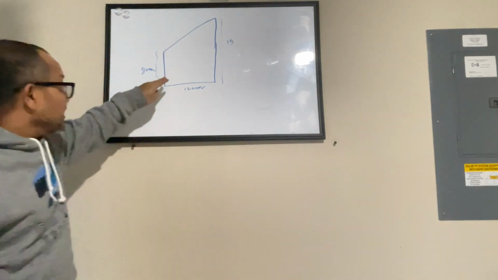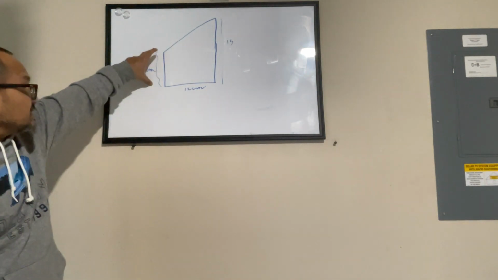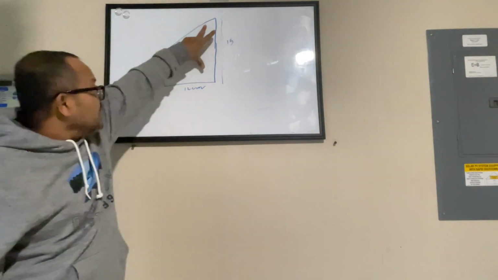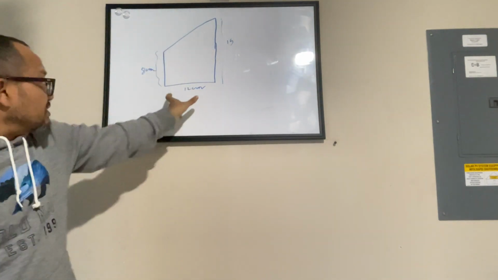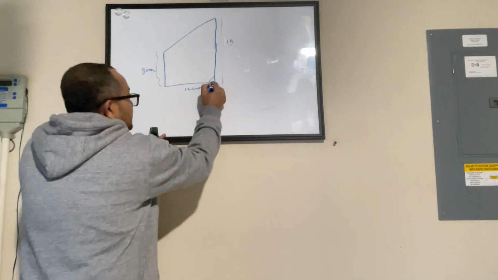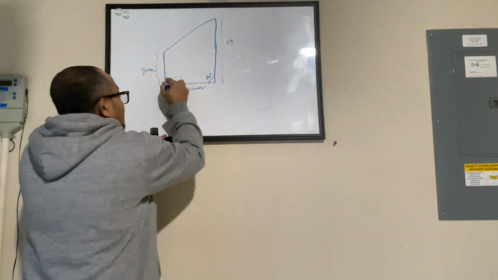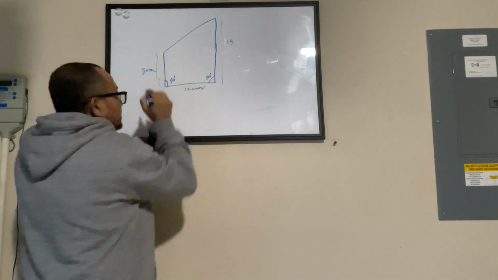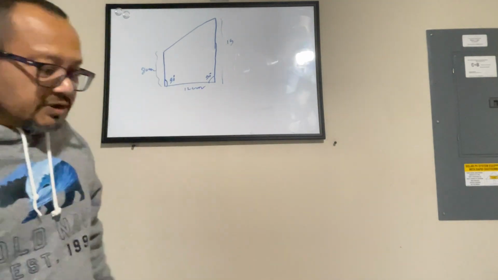So again, I'm repeating myself. I'm giving you the height of this side, the height of this side, and the length of this side. And I'm also telling you that this is 90 degree, and this is 90 degree. I cannot give you more clue than this.